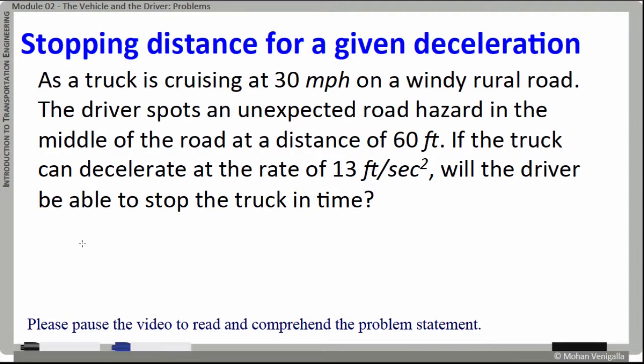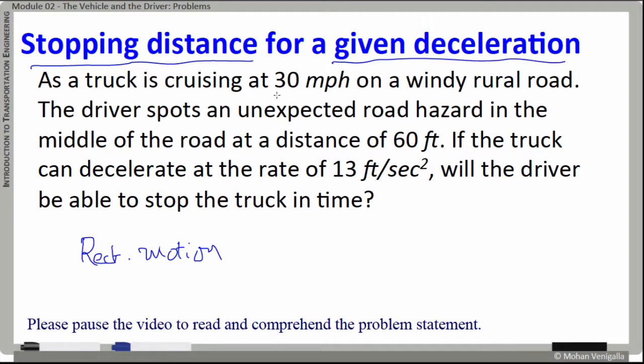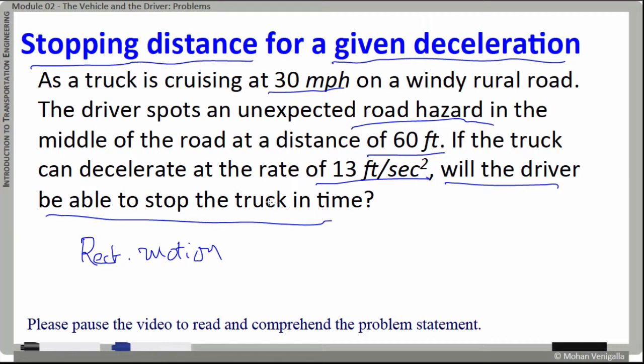In this problem, we are going to use equations of rectilinear motion to solve for stopping distance. We're not going to call this stopping sight distance quite yet. Stopping distance from an initial velocity and given some deceleration rate. In this problem, what's given is a truck is cruising at 30 miles per hour and the driver spots a road hazard 60 feet ahead of him, and the truck can decelerate 30 feet per second square. And the question is, will the driver be able to stop the truck in time? Let's see how to solve the problem.